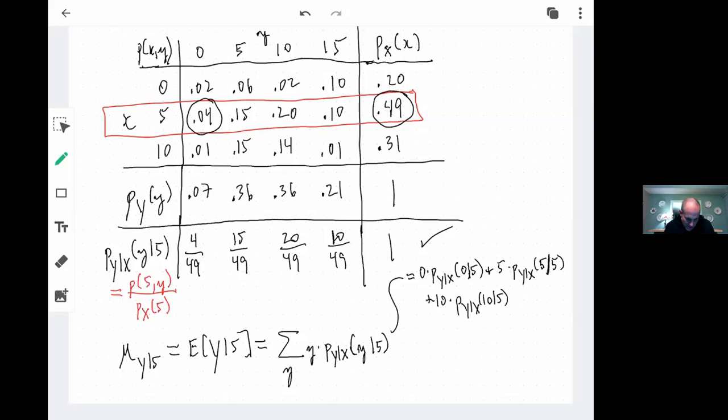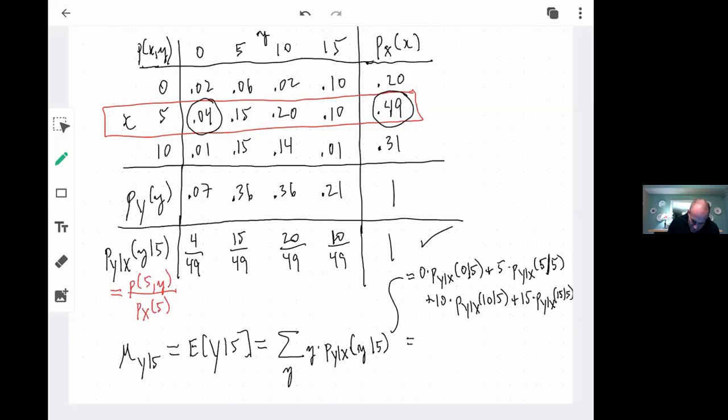We just keep writing that given 5 thing over and over. It's kind of annoying notation in some ways, but you know, we just do what we have to do here. Okay, so then it's 15 times p y given x of 15 given 5. Okay, so what do we get?